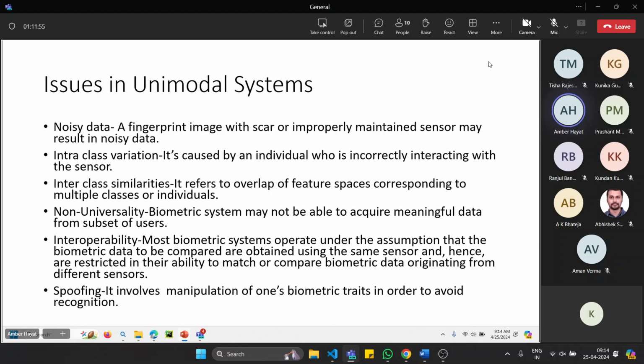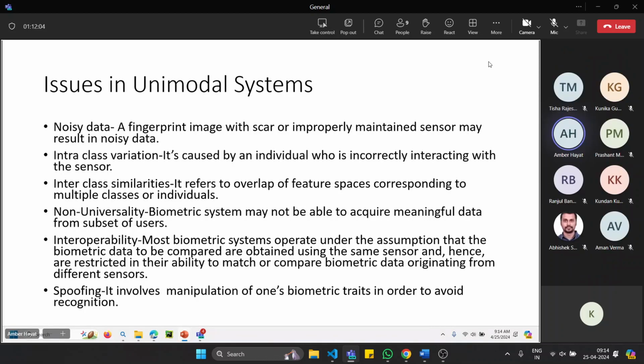Another issue is interoperability. Most biometric systems operate under the assumption that the biometric data being compared are obtained using the same sensors, hence restricting the ability to match or compare data originating from different sensors. For example, speaker recognition finds it difficult to compare voice prints originating from two different technologies using two different devices. So in such cases, extraction and matching algorithms that work across different sensors are required.